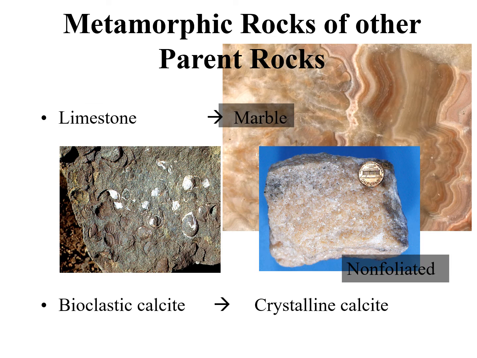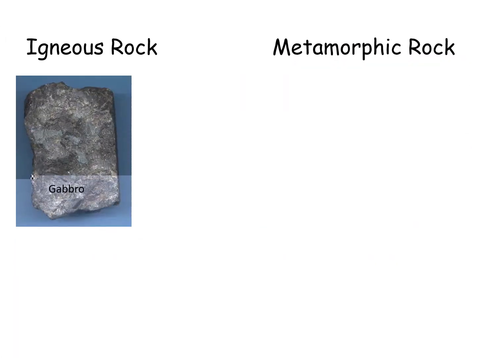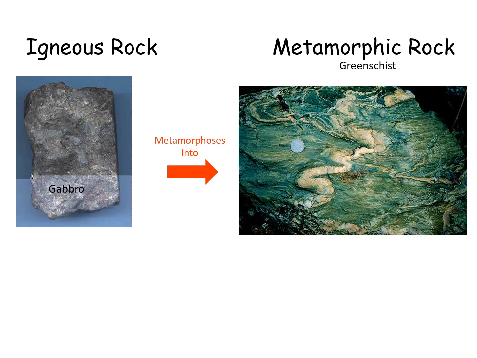So here's limestone. And if you expose limestone to heat and pressure, it turns into the beautiful rock called marble. It's what we make all our statues out of. This igneous rock, gabbro, when you metamorphose it, check out this rock. That's some wild stuff. Green schist. It's utterly bizarre. Makes beautiful building stone.